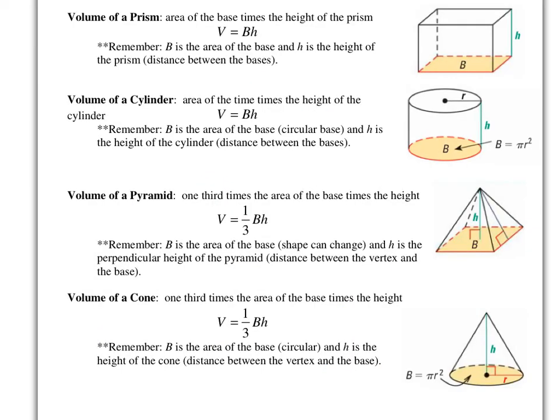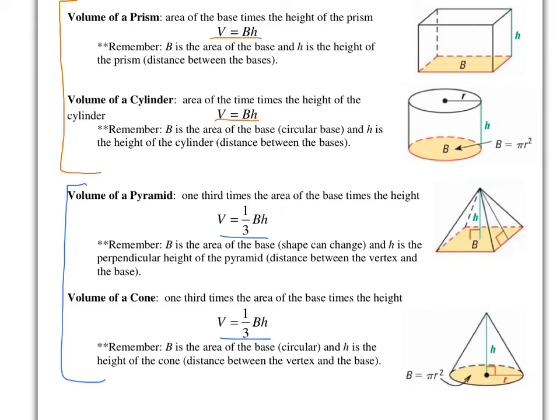Here is a list of all of the volumes that we're going to be using for these four shapes. So you have a volume of a prism, cylinder, pyramid, and a cone. And if you notice, we have groups of them that are similar to each other. Those first two are similar to each other, and these second ones are similar to each other, because they have the exact same formula. But you have to think of what the shapes of the base are.